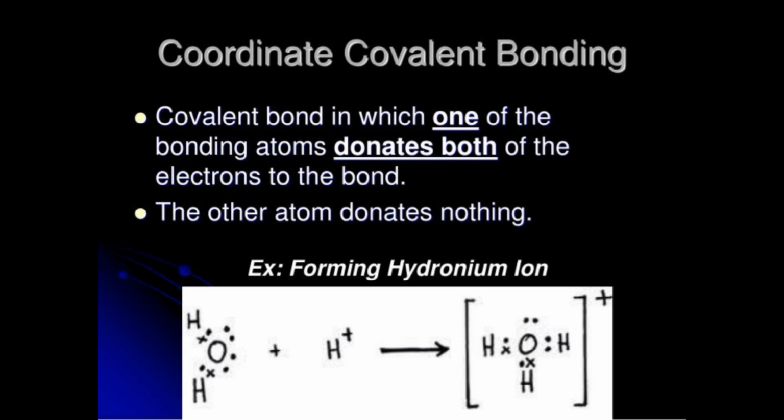Now we are looking at coordinate covalent bond. A coordinate covalent bond is one in which one of the bonding atoms donates both of the electrons to the bond. What do we mean by that? In pure covalent bonding, each of them donates electrons for sharing. But in coordinate covalent bond, only one is donating electrons for sharing, and the other atom donates nothing. An example is what we have looked at in the formation of the hydronium or hydroxonium ion, that's H3O plus.